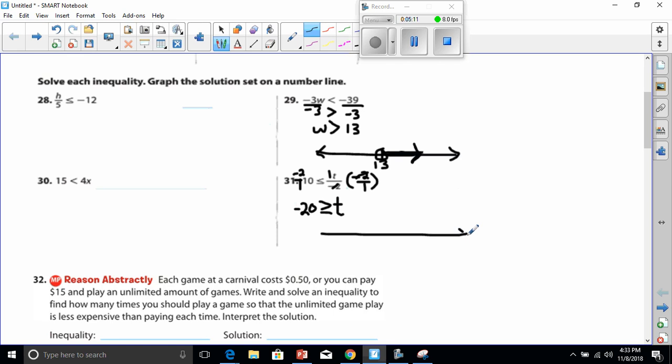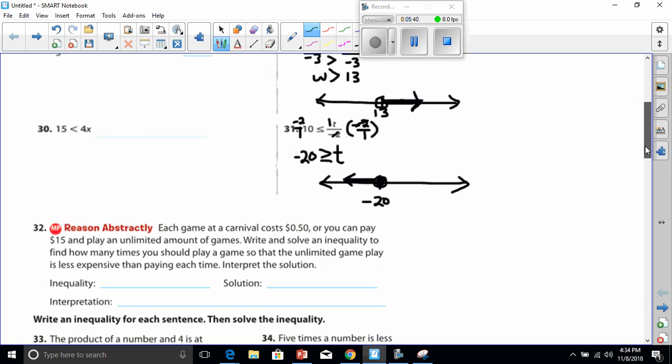And if I was to make my line, I would put negative 20. I realize since it has an equal sign to it, right, a greater than or equal, that means I have to shade in my dot. And t is smaller than negative 20, so everything smaller than negative 20 is my answer.